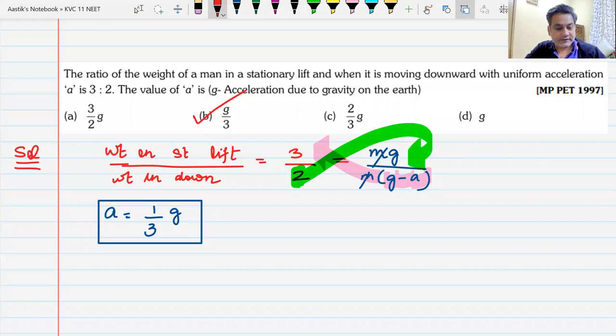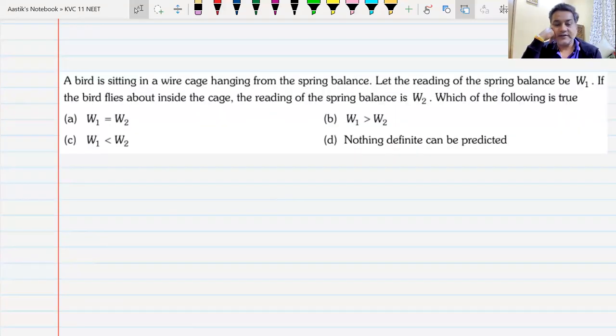One more theoretical question and we will call it a day. Think, and give me the answer. A bird is sitting in a cage hanging from a spring balance. Let the reading of the weight be W1. Now the bird starts to fly inside the cage. The reading of the spring balance is W2.